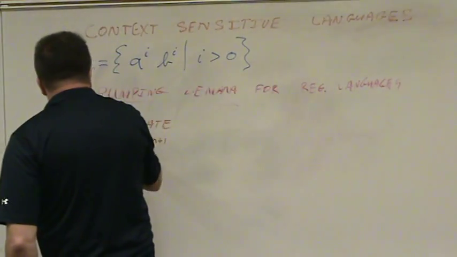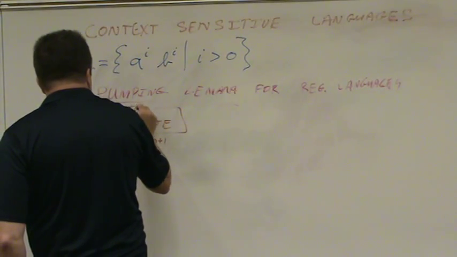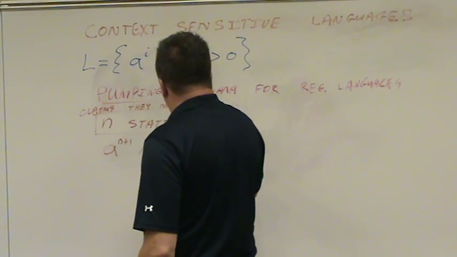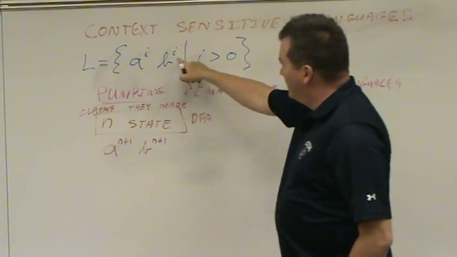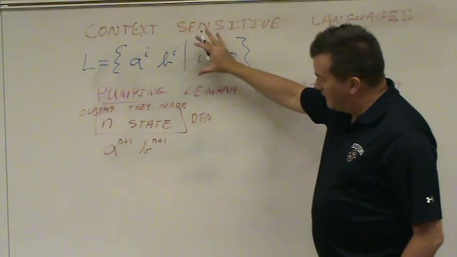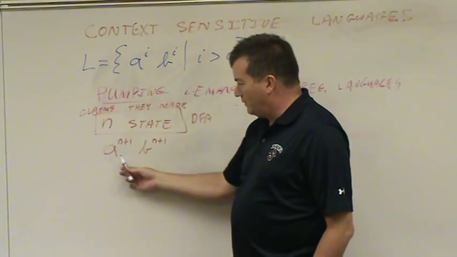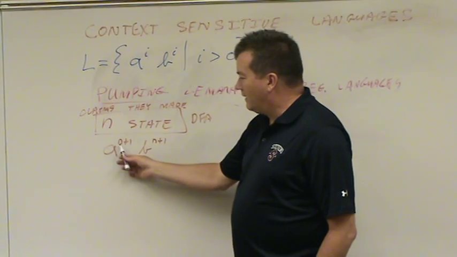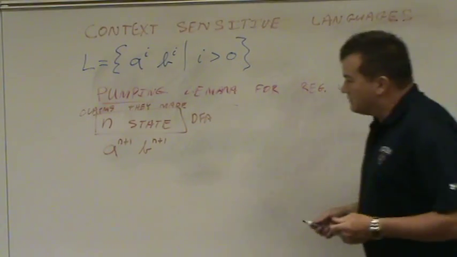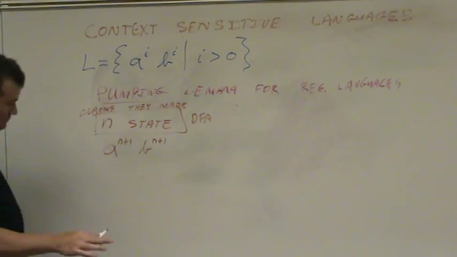So if somebody claims they made an n-state deterministic finite automaton that will answer yes or no for all of these words, and you say, okay, what would happen if I gave as input A to the n plus 1, A repeated n plus 1 times, and B to the n plus 1 times? What would happen? I'm not going to give the formal definition of the pumping lemma, I'm just going to try to explain what it is.